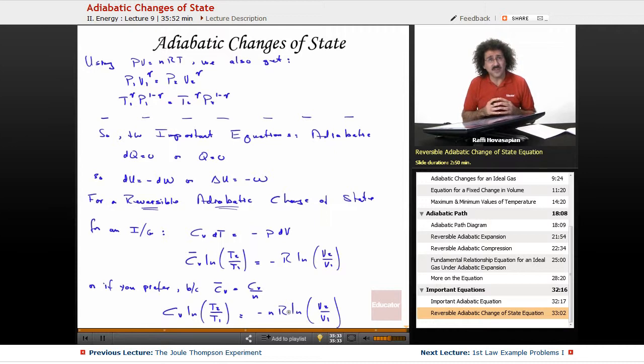Anytime you see anything that's done under adiabatic conditions, you want to set dq equal to 0 or q equal to 0. This is going to be the equation you work with. Under an adiabatic reversible condition, or reversible adiabatic changes of state, in the case of an ideal gas, this is what you're dealing with.